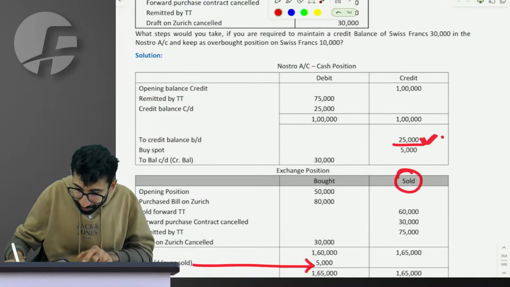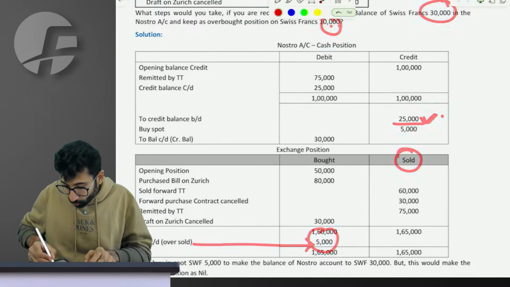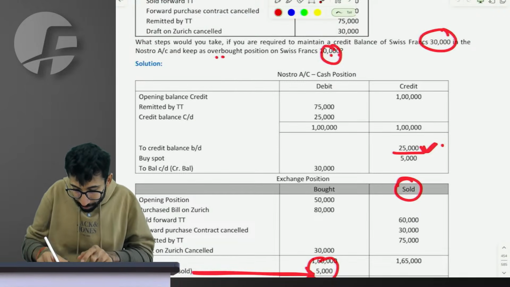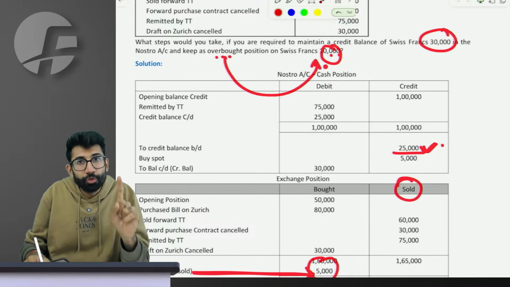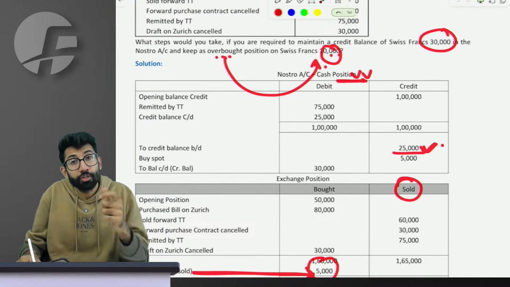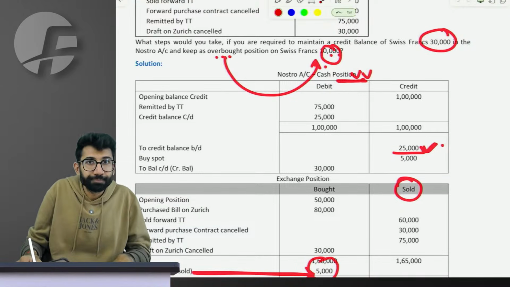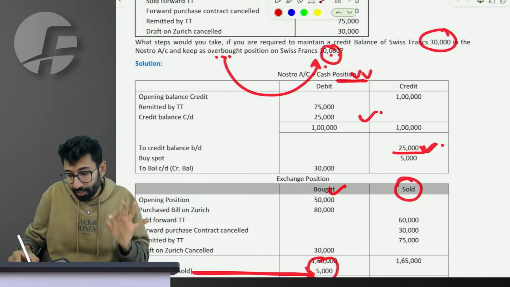25 is to be made 30 and 5 is to be made 10. It is oversold right now, it has to be made overbought 10. Sir, please remember, always you should do the adjustment of cash position, the nostro account, in the spot market, right? Because the spot market will affect both the transactions, both the accounts.